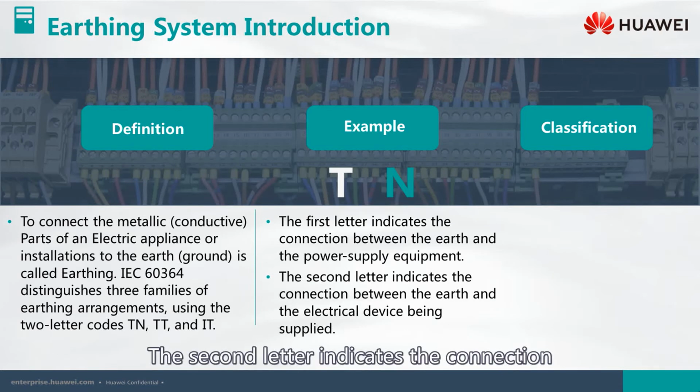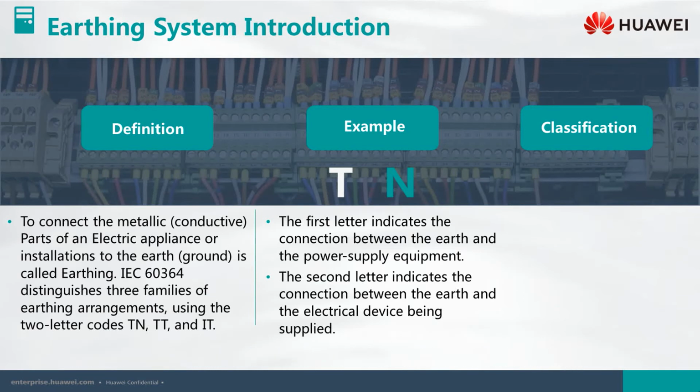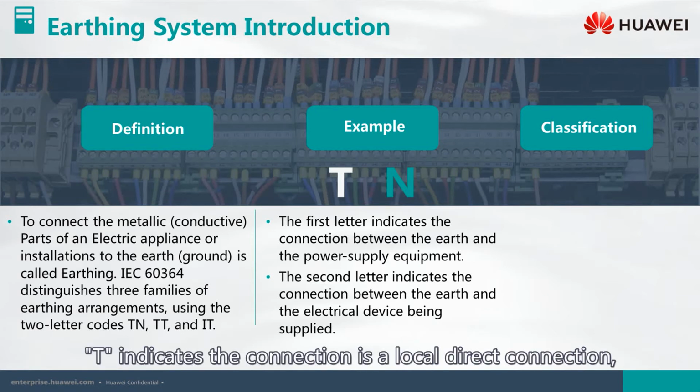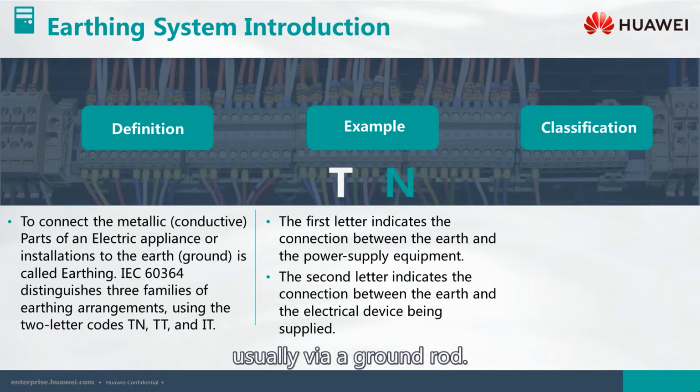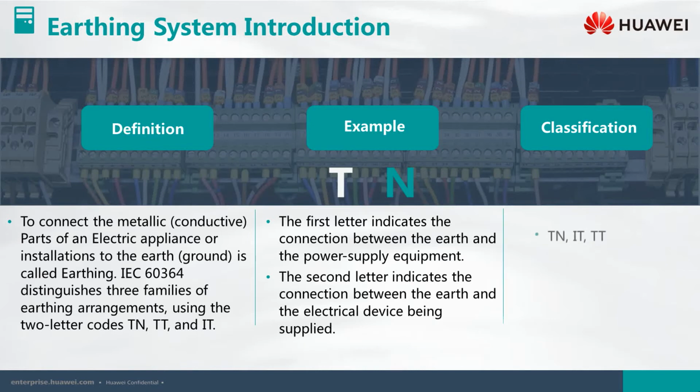The second letter indicates the connection between the earth and the electrical device being supplied. T indicates the connection is a local direct connection, usually via a ground rod. N indicates the connection is supplied by the electricity supply network, either as a separate protective earth conductor or combined with the neutral conductor. TN, IT, and TT.